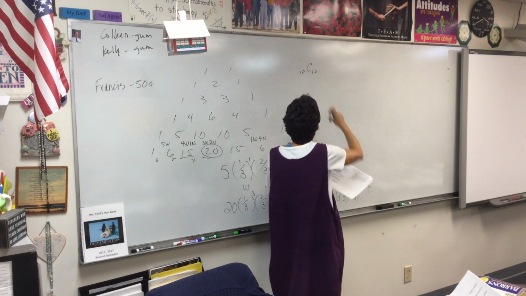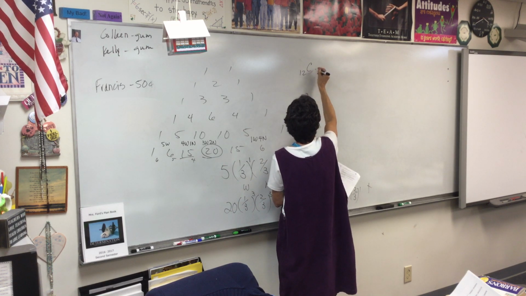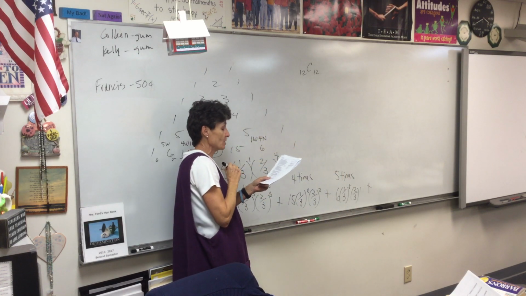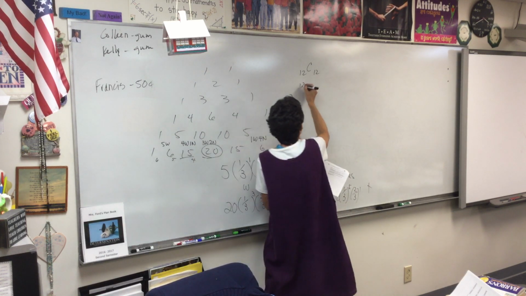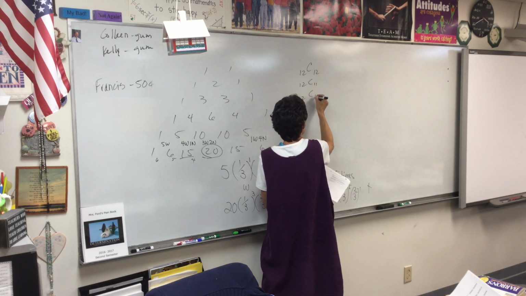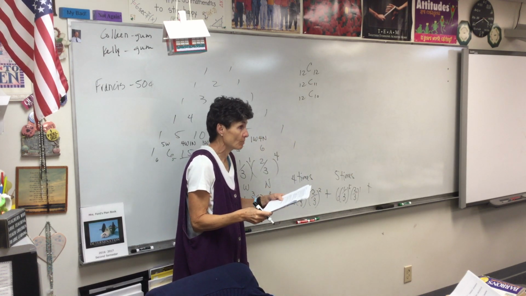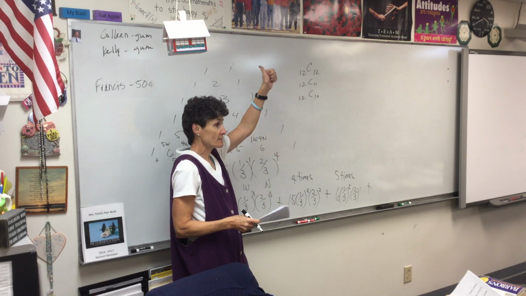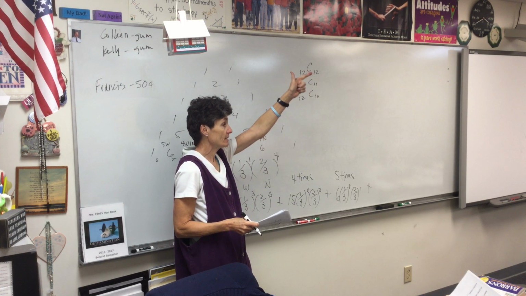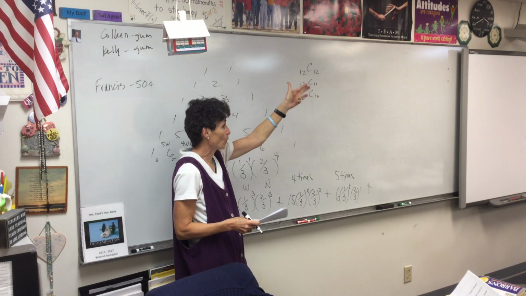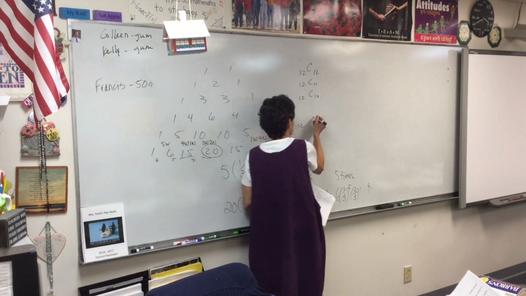Oh, wait. You mean 10? Well, I mean 12C12. Oh, yeah. Because I'm going to the 12 power. So the first one would be 12C12, and then 12C11, 12C10. I'm not even going to write all these down. I've got to go to the 10th term. So 12C12, 11, 10, 9, 8, 7, 6, 5, 4, 3. Is that the one I want?